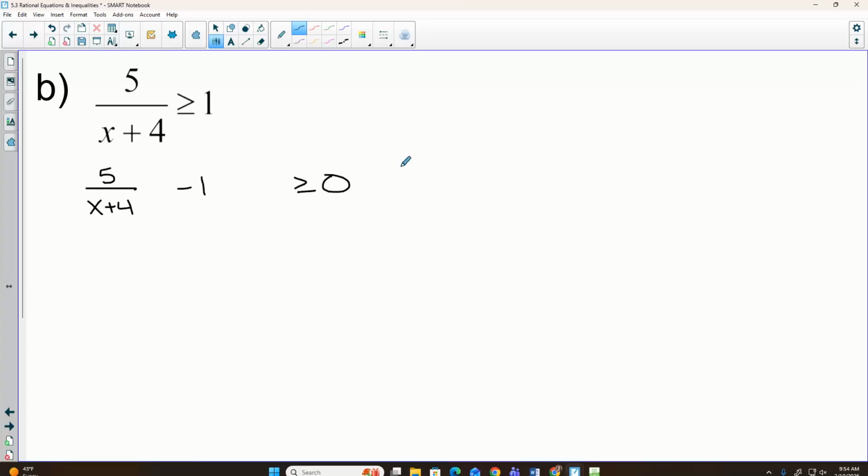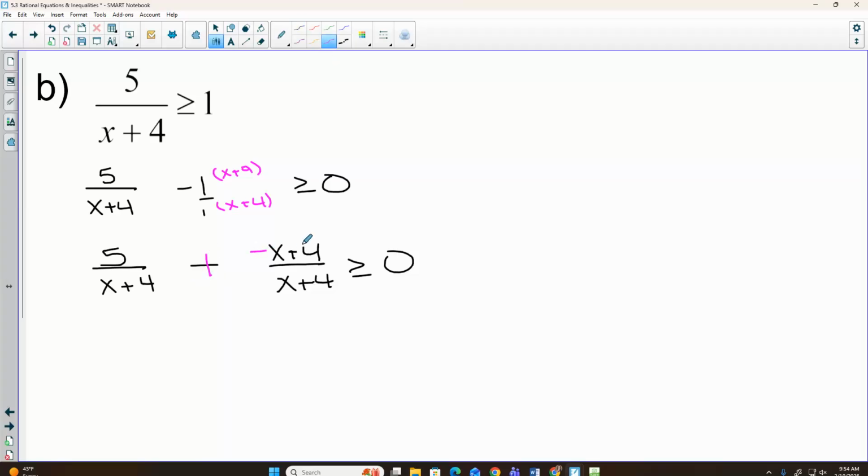Okay. If you want to add or subtract fractions, what do you have to have? Common denominator. So this is like 1 over 1. If I want to get a common denominator, I have to multiply it by x plus 4 on top and bottom. So I have 5 over x plus 4 minus x plus 4 over x plus 4. All right, if I want to subtract that, we can make it a plus and distribute the negative. So when I combine like terms, I get 1 minus x over x plus 4 greater than or equal to 0.